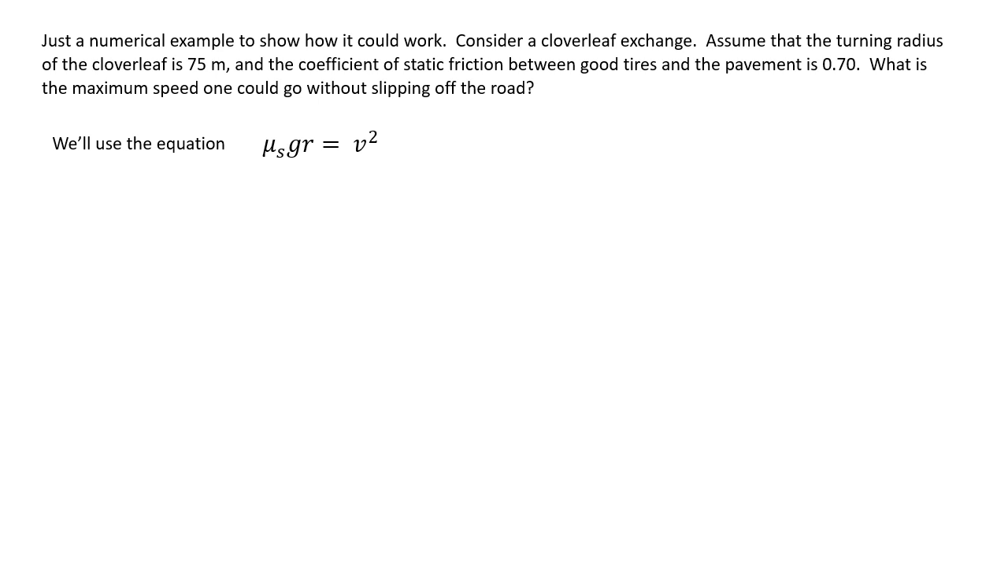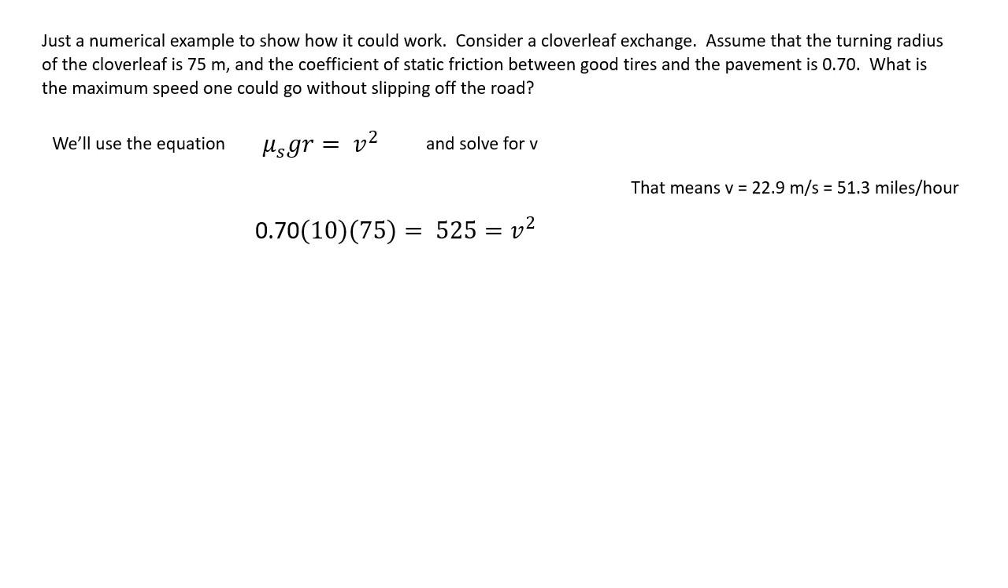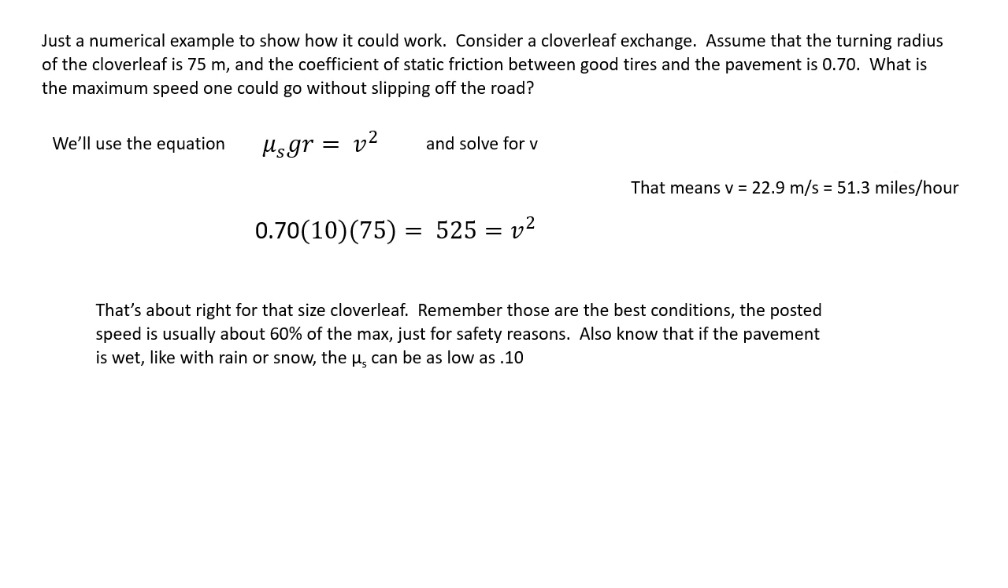What is the maximum speed one could go without slipping off the road? I'll use the equation that we had from before and I'll solve for v. Putting in the numbers, I find that 525 is equal to v squared. That means v is 22.9 meters per second. If I convert that, I get 51.3 miles per hour. You probably don't want to take a turn going quite that fast.